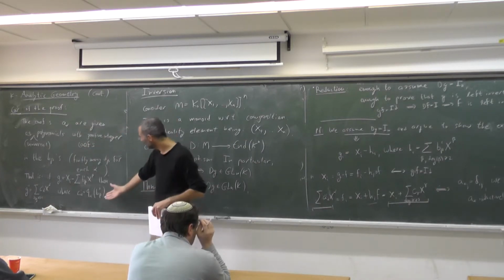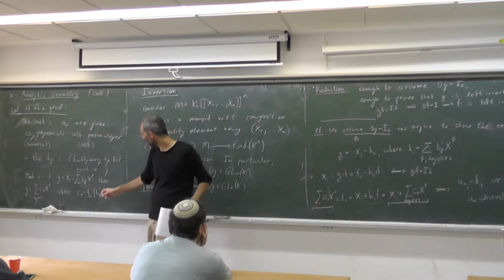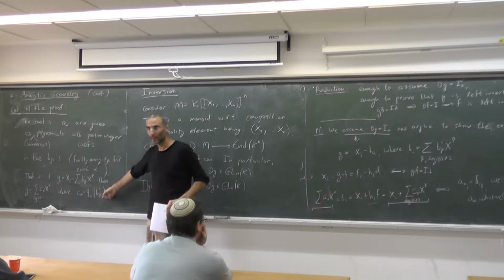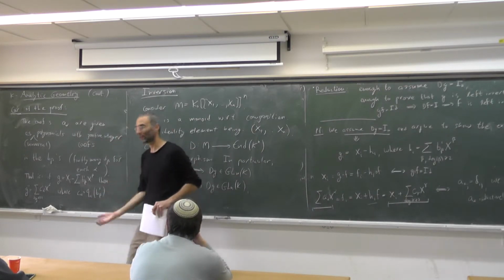I wanted to record it without keeping the proof on the board. The existence of the Q alpha is what matters here.